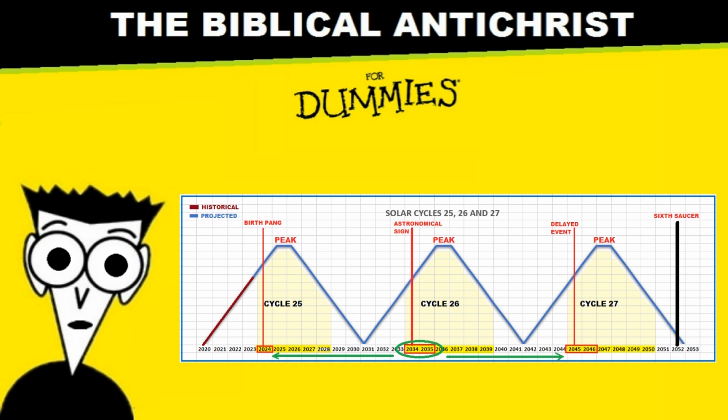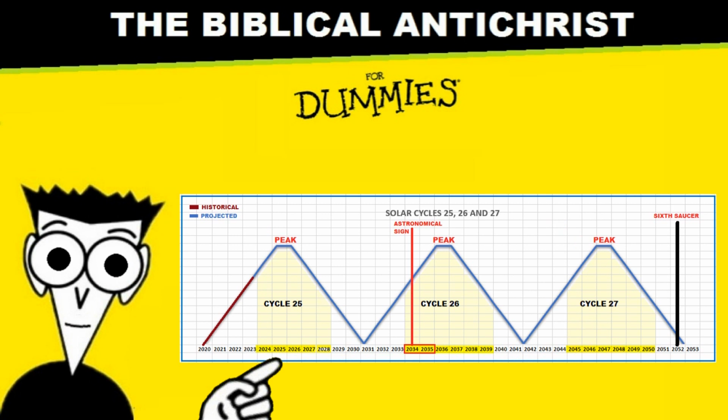February of 2024. And if we cruise past solar cycle 26, then we would expect a delayed event to occur in February of 2045. But given the totality of the available evidence, the sign occurs on February 19, 2034, and that is where we expect the event to have what is called an event horizon. Or in other words, it will become visible as a possible real occurrence.